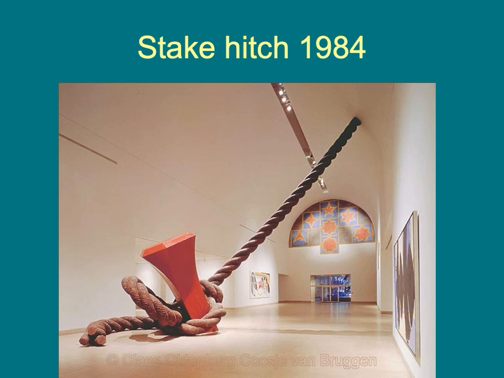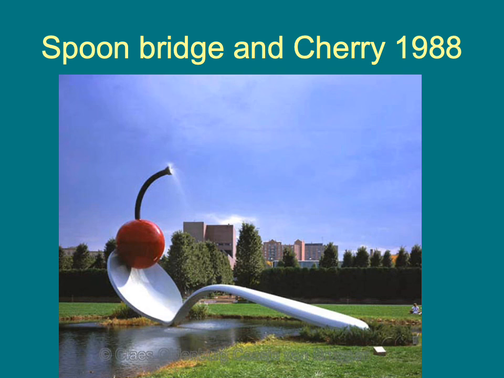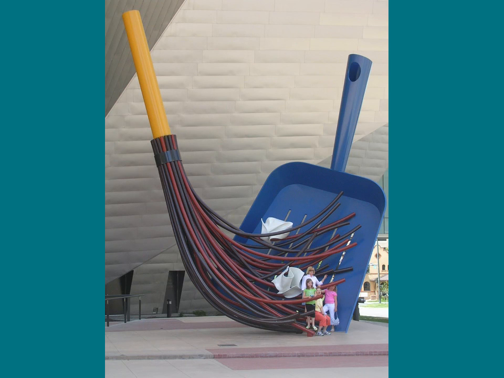This one used to be in the Dallas Museum of Art. They still own it, so it's in storage, but it was a really big stake that looked like it was going into the ground with a rope going up to the ceiling. This is a big spoon that is a bridge and also a functioning fountain. I think this is in Cincinnati maybe. And then this one's in Denver, Colorado.